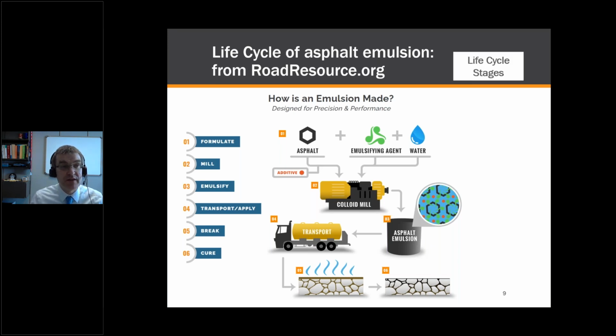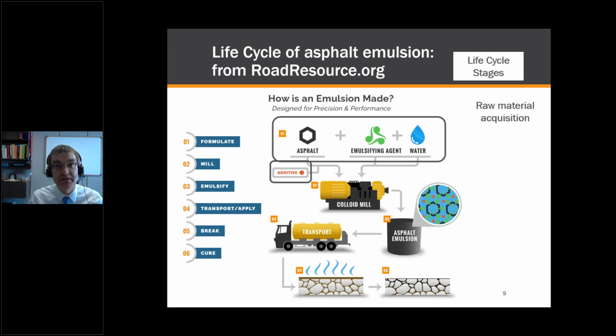So if we try and look at the life cycle stages, we have the raw material acquisition. And for asphalt emulsions, that includes the asphalt binder, it includes an emulsifying agent, and it includes water. Those are the base materials that are necessary in order to manufacture an asphalt emulsion. And you can also have additives. So you can see a little box of additives in there as well. So that's all the raw material acquisition.